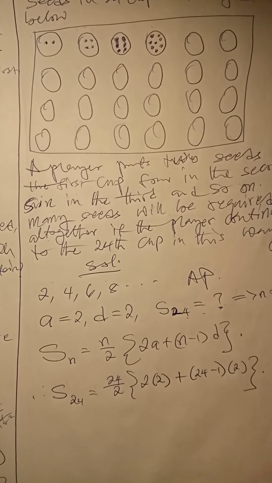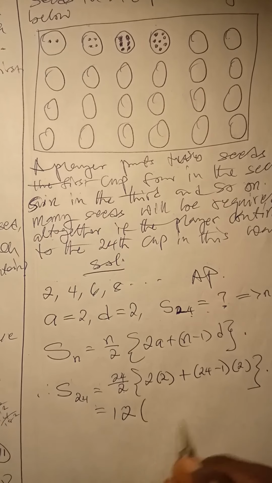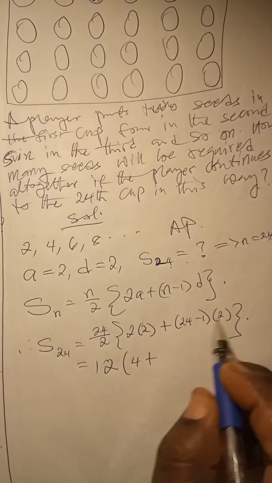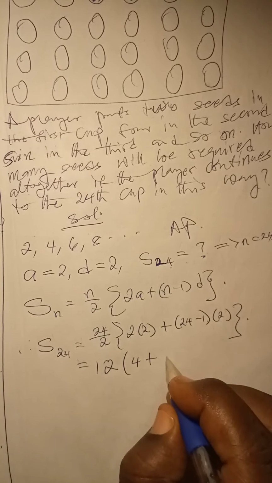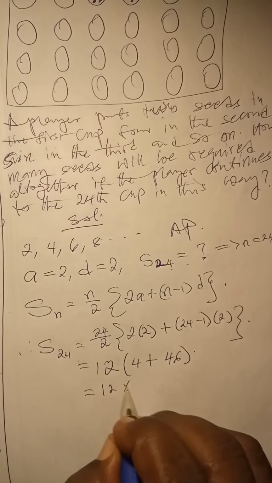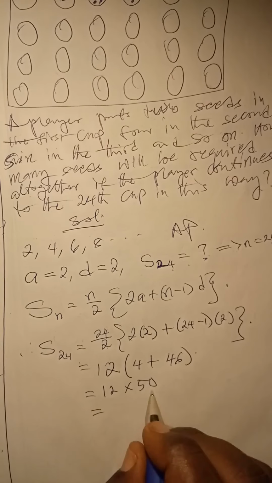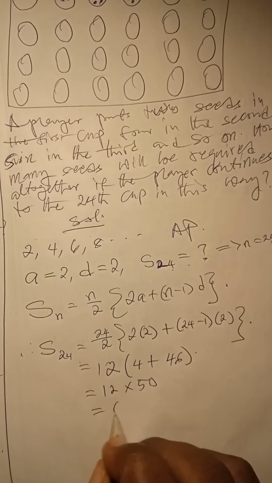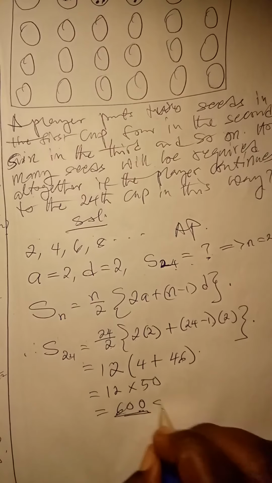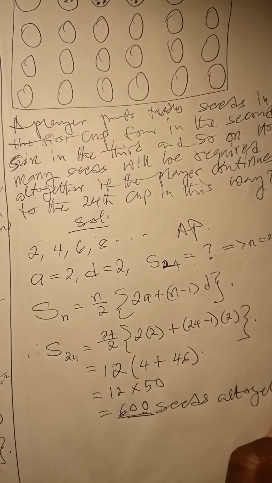Put it. Now we have 12 because 24 divided by 2 is 12. Then I open this bracket. This is 2 times 2, 4, plus 23 times 2, which is 46. So we have 12 times 50 now because 4 plus 46 is 50. So 12 times 5 is 60, then 600. We have 600 seeds altogether. Thank you.